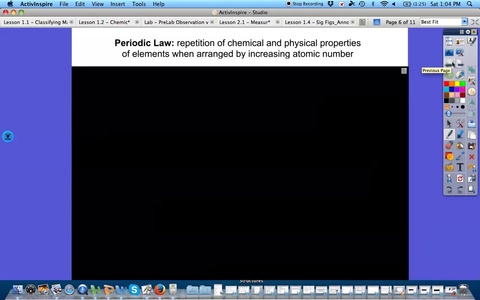Periodic law states that this is the repetition of chemical and physical properties of elements when arranged by increasing atomic number. I think the lines for your closed notes on periodic law is a little messed up, so just make sure that you have this definition written down.